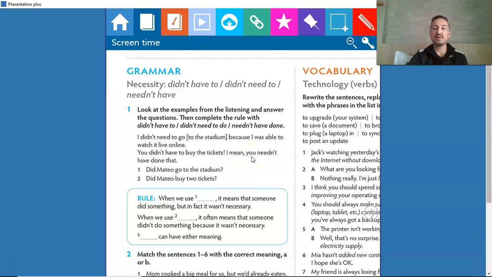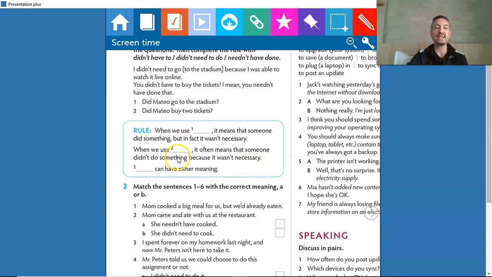So using those 2 rules and this information, let's try to complete here. When we use needn't have done, it means that someone did something, as Matthew, he bought the tickets, but in fact, it wasn't necessary. So when you use needn't have done here, this is number 1. When you use needn't have done, it means that someone did something, but it was not necessary. Matthew bought the tickets, but it was not necessary.